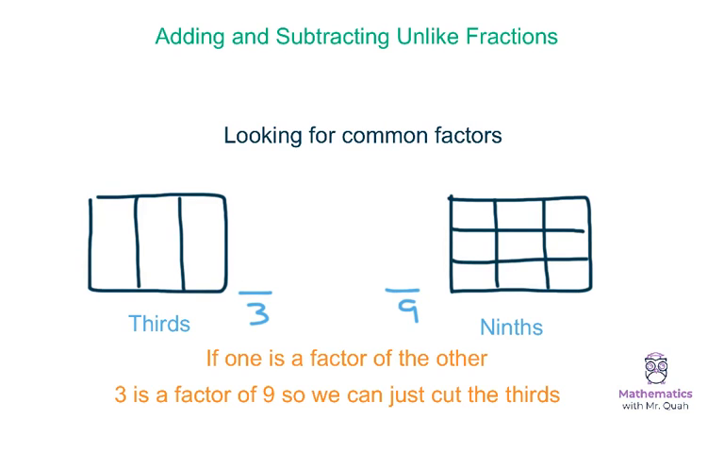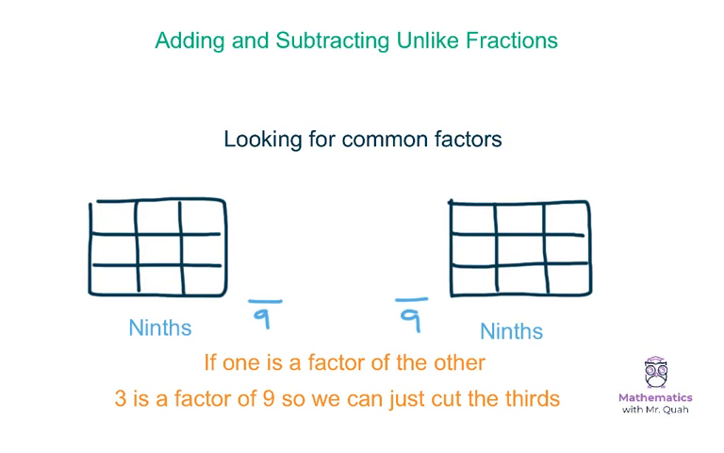And because 3 is a factor of 9, it means that we can just cut up the thirds to create ninths as well. So it's shown as seen on screen now. Now this example was run through in the previous clip, and this is what we'd call a simpler addition or subtraction, because we're actually able to change just one of the fraction types to match the other in the sum or subtraction. However, this isn't always the case that there'll be a common factor, and we're going to explore these trickier examples in today's clip.